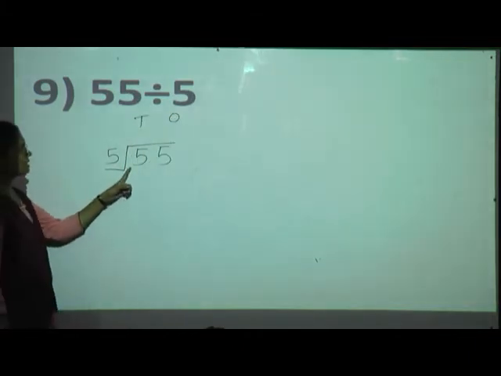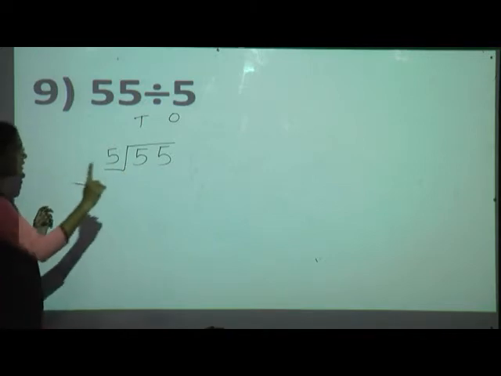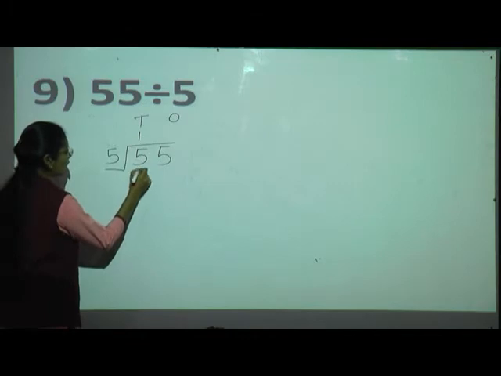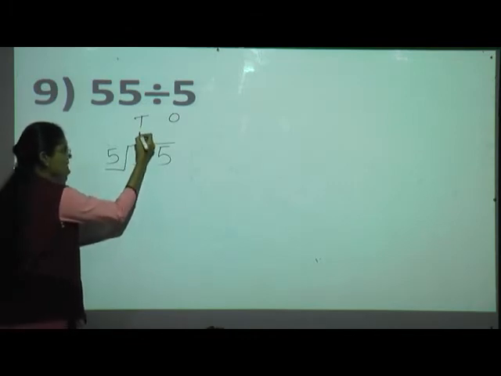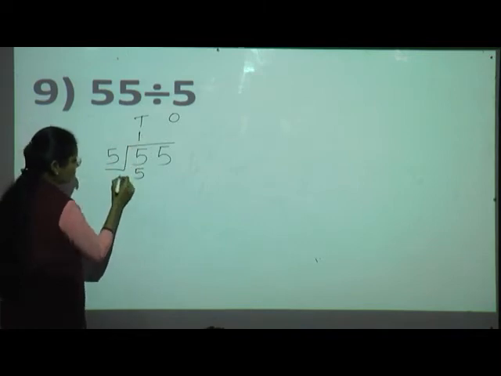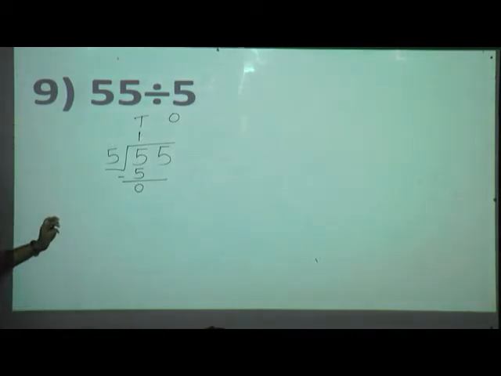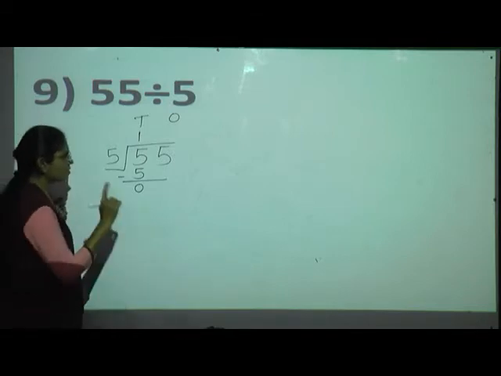Now see at tens, 5 is there. In 5 how many 5's are there? Only 1. 5 ones are 5. So we'll write 1 at the tens place. 5 ones are 5. So after that we have to do the subtraction. 5 minus 5, 0. Now we'll move to the next step, that is step 2.